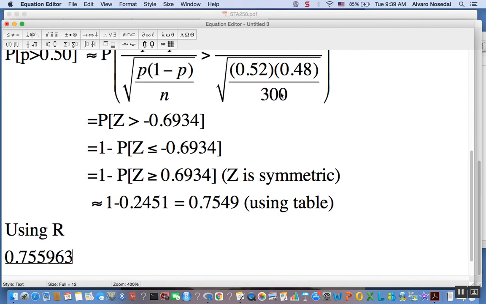So what we're going to be doing is trying to make that normal approximation better, and that's going to be the last thing that we're going to be doing in this video. Okay, so here we go. Let's do that continuity correction.